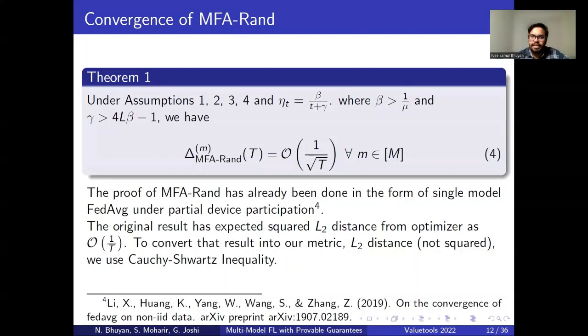For MFRN with decaying step size, we have that the current iterate goes to the optimizer as 1 upon square root T. The proof of this has been done in the form of single model fed average under partial device participation in the paper cited below. We therefore convert the original result into the metric we use by a simple Cauchy-Schwarz inequality.